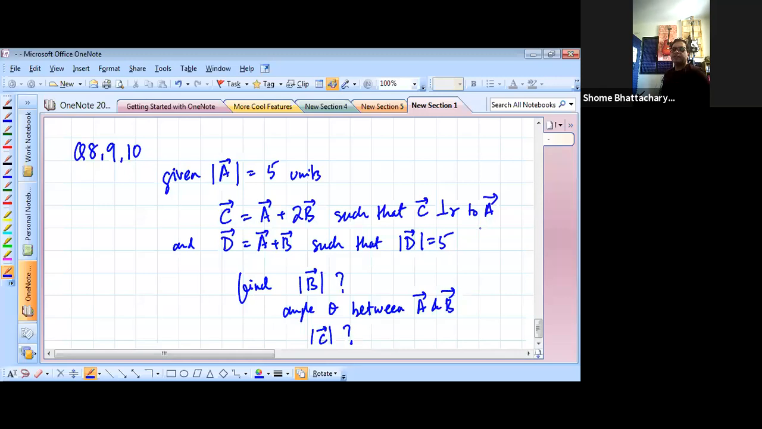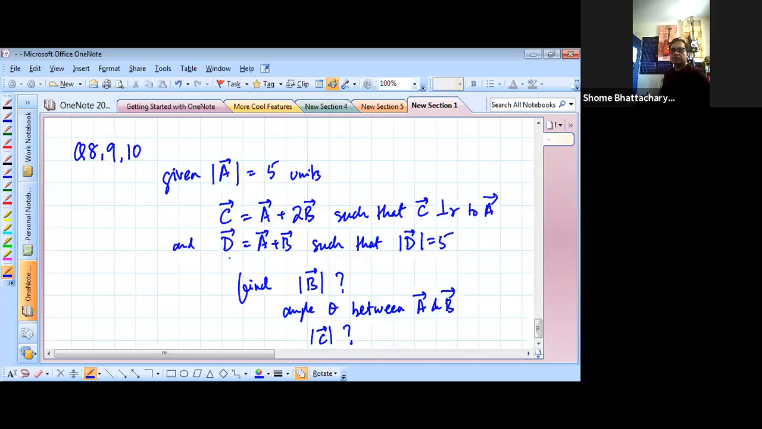So any vector triangle that you will be drawing for this operation, that C is equal to A plus 2B, it will result in which type of triangle? It will result in a right angle triangle. So right angle triangles are always comparatively easier to solve. So applying triangle law for this statement is going to give me comparatively something easier because it's a well-known triangle. It's a right angle triangle.